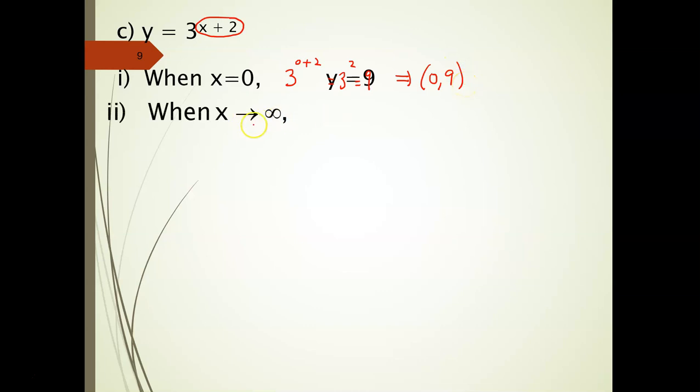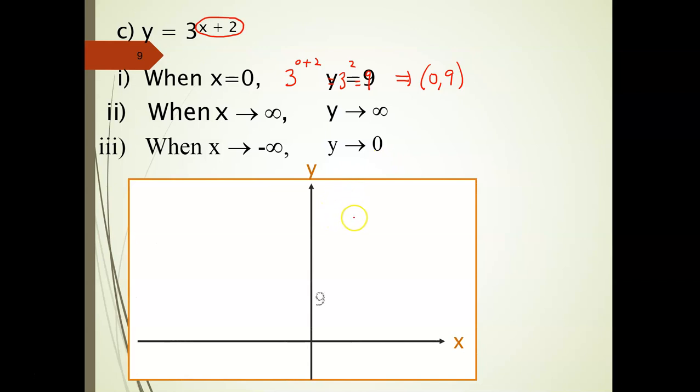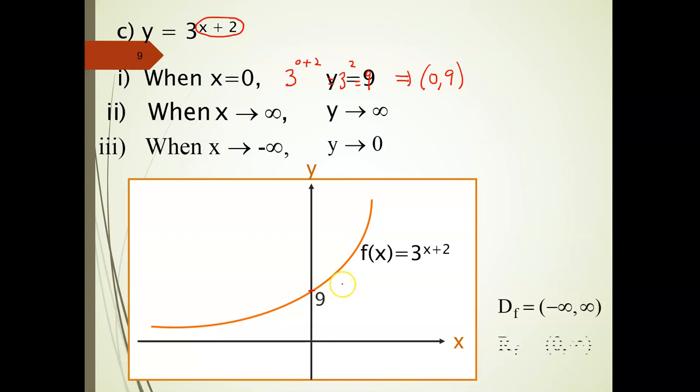Okay, so when x approaches infinity, then your y will approach infinity as well. When x approaches negative infinity, then your y will approach 0. So your graph will be the same as the first case, but what changes is your y-intercept, which is at y equals 9. So same thing, the domain and range are also the same.